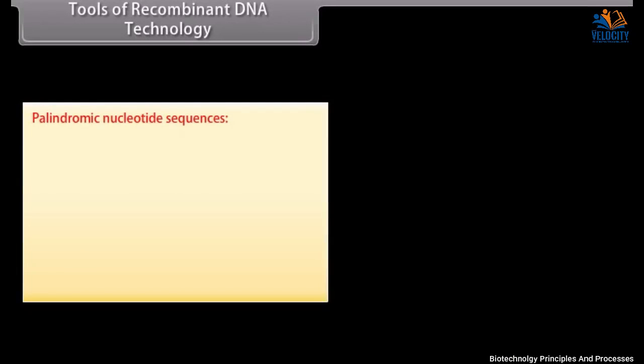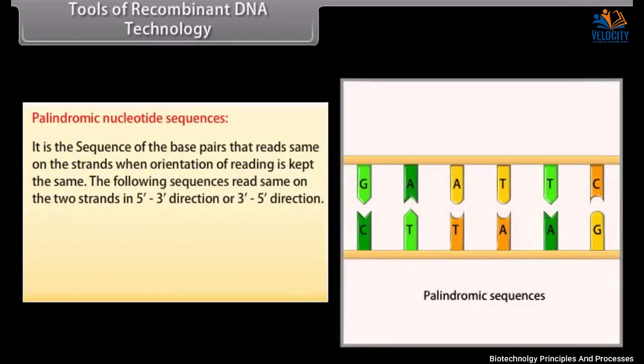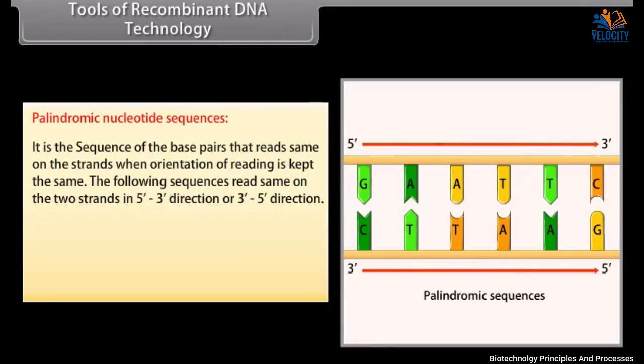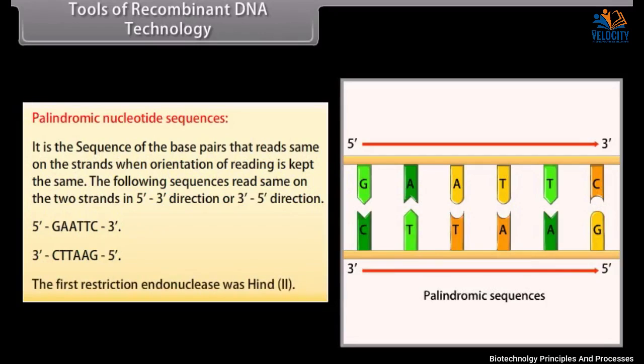Palindromic nucleotide sequences. It is the sequence of the base pairs that read the same on the strands when orientation of reading is kept the same. The following sequences read the same on the two strands in 5' to 3' direction or 3' to 5' direction. 5' GAATTC 3', 3' CTTAAG 5'. The first restriction endonuclease was Hind 2.